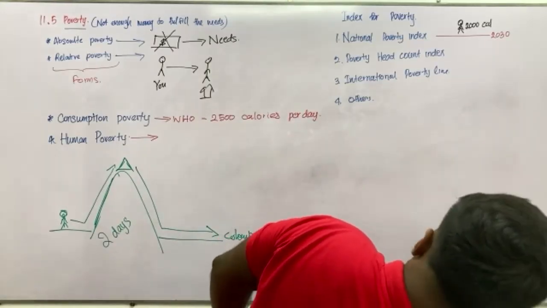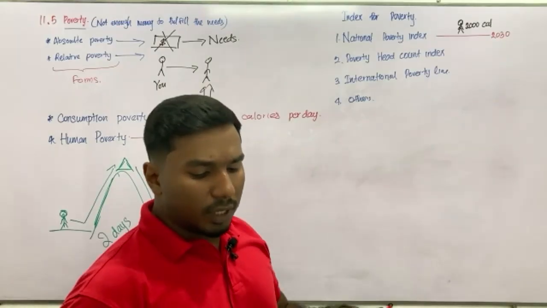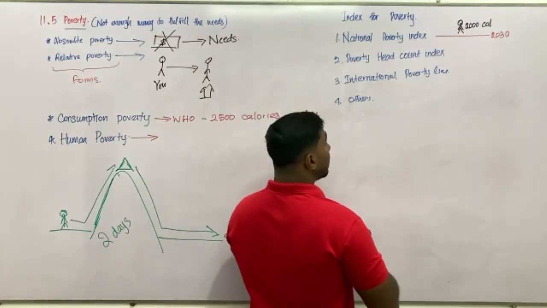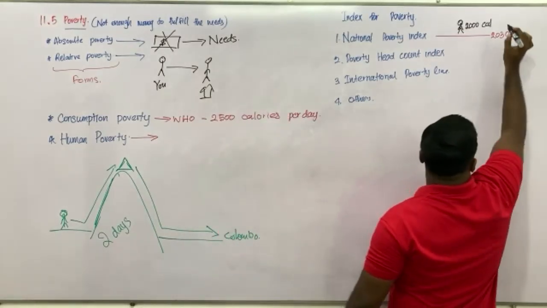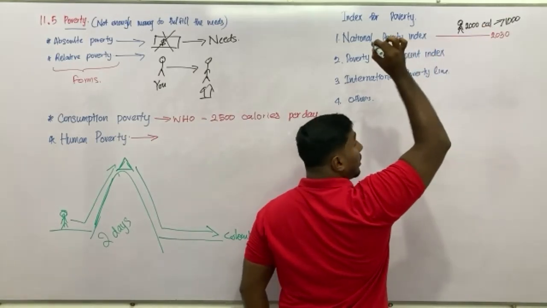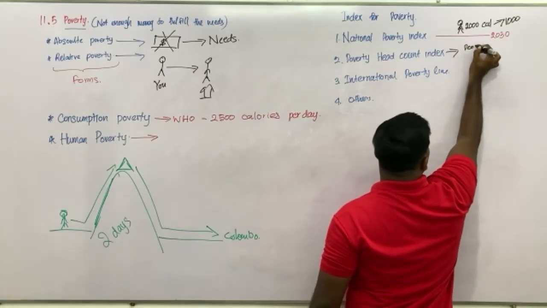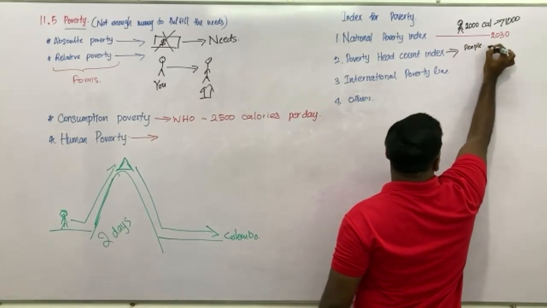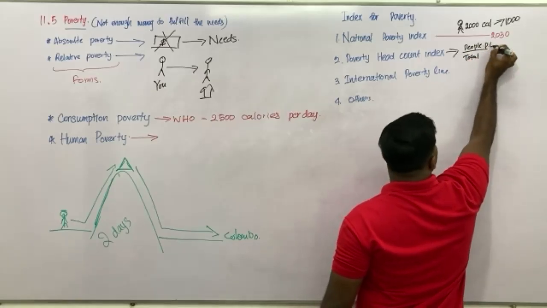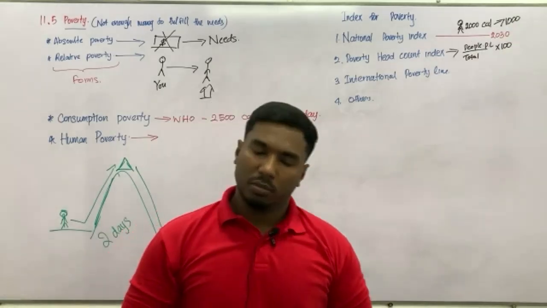Next one, poverty headcount index. Population below the poverty line and the total population, multiplied by 100. Yes. So imagine there are 100 people in the poverty line, 1000 people total. Okay. So people in the poverty line and total population multiplied by 100. The ratio. Simple as that.